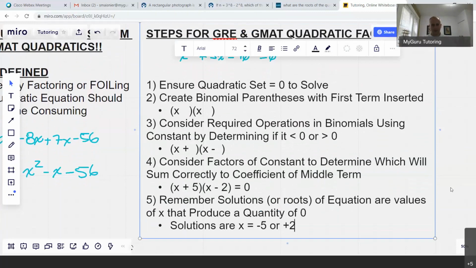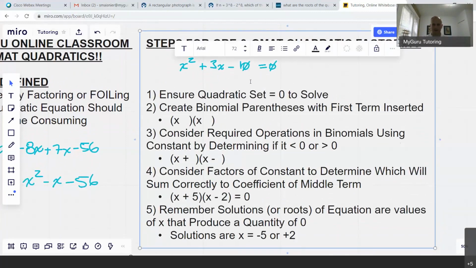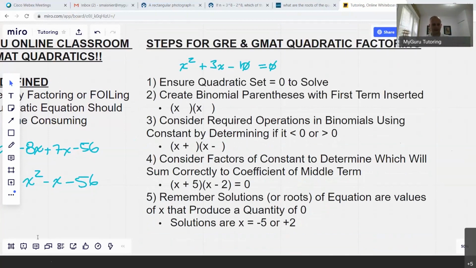So straightforward stuff here for, honestly, both GRE and GMAT quadratic factoring. Any questions about the factoring approach here before we start taking a look at the actual kinds of questions that you'll see on the exam that can engage these sorts of concepts?